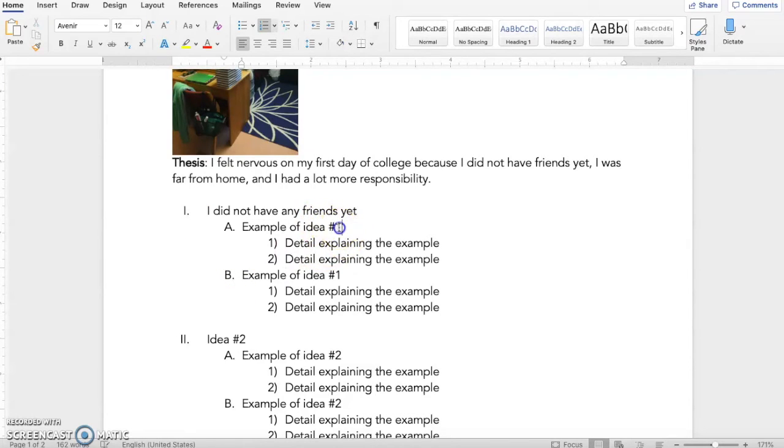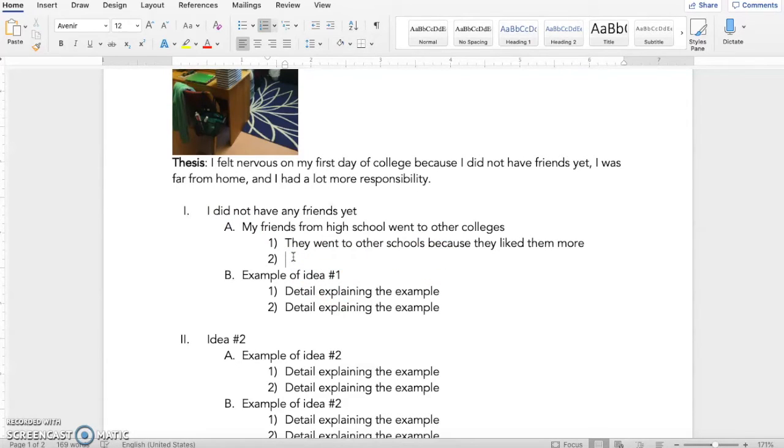So, now it's asking for an example. The reason I did not have any friends yet was because my friends from high school went to other colleges. So, if they went to other colleges, that meant that they were not with me when I was going through orientation in my first few days. So why did they go to other schools? They went to other schools because they liked them more. Okay, like that's why they chose the other schools that they did.